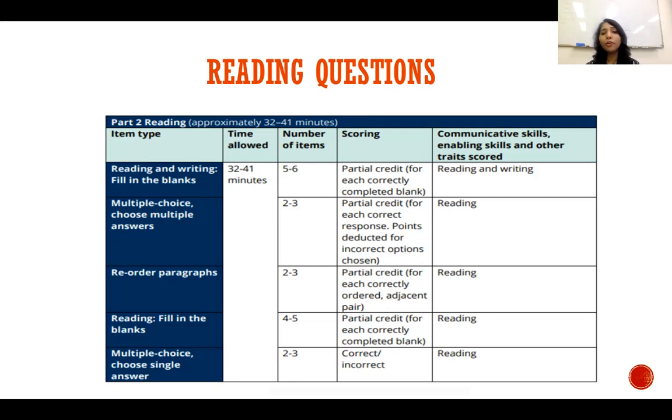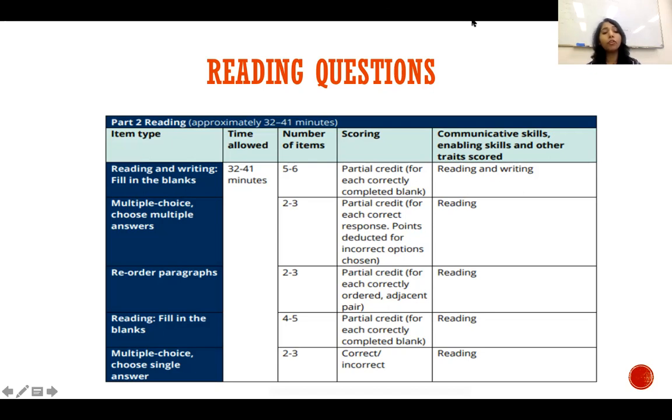Now, how you are marked, I will be explaining the marking criteria for your reorder paragraph in detail. You're marked for every pair that you make correctly. I will explain what I mean by that as we move forward.